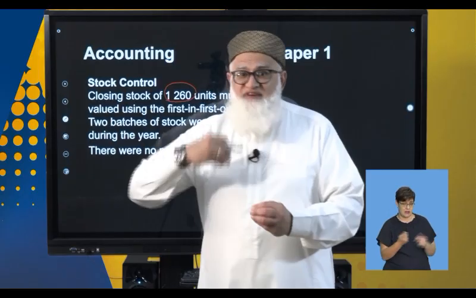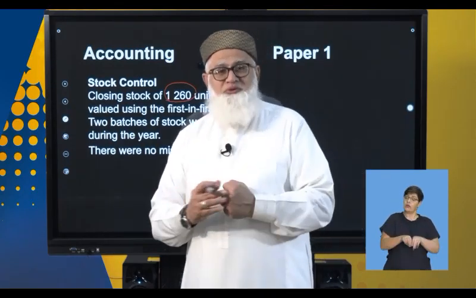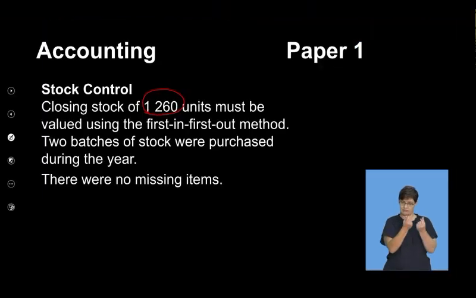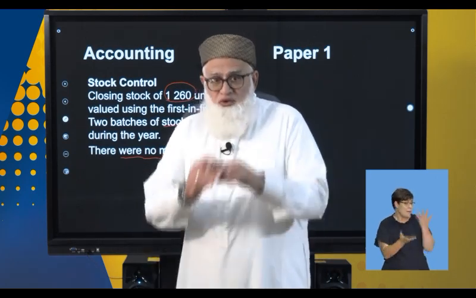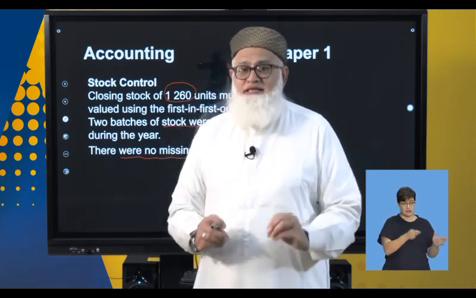They're not giving you the value of the units, and that's what we need to calculate. Okay, they're telling you that you have 2 batches of stock which were purchased during the year, right? So you bought stock in 2 batches. And they are telling you there were no missing items, so no stock item has been stolen or returned. In this particular question, there's no return. But be careful. Look for that in the question.